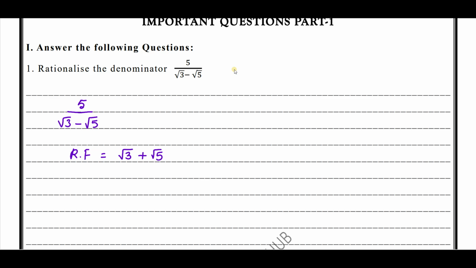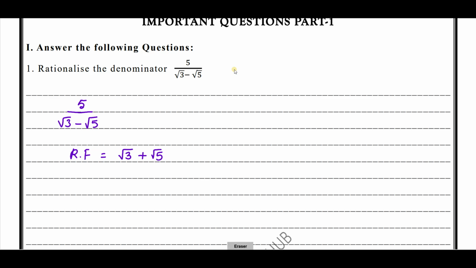In case of, for example, root 5 minus root 2, what is the RF of root 5 minus root 2? It is root 5 plus root 2. Rationalizing factor is just you need to change the sign of the denominator.